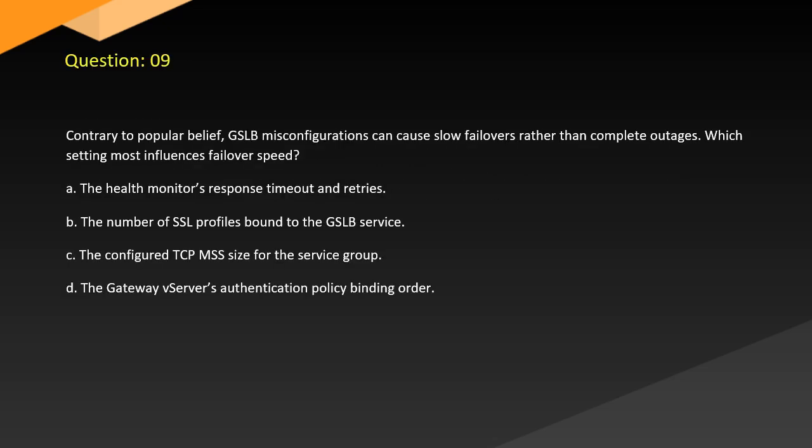Question 9. Contrary to popular belief, GSLB misconfigurations can cause slow failovers rather than complete outages. Which setting most influences failover speed? A. The health monitor's response timeout and retries. B. The number of SSL profiles bound to the GSLB service. C. The configured ECS size for the service group. D. The gateway vserver's authentication policy binding order.